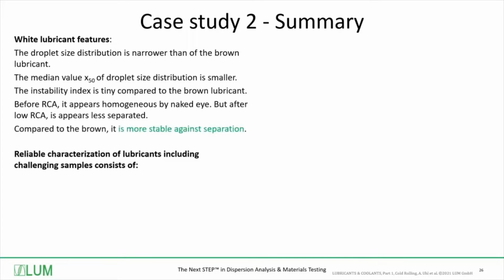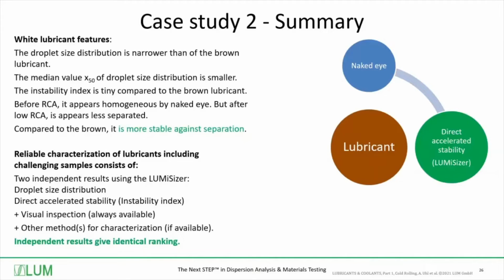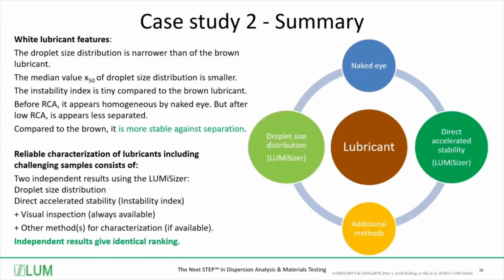The reliable characterization of lubricants, including challenging samples, consists of the following: we have the lubricant, we always have the naked eye available, we have the direct accelerated stability testing in the LUMiSizer, sometimes additional methods are available, and the LUMiSizer is able to determine the droplet size distribution. So different views onto the same lubricant help us to understand and to characterize also challenging samples.